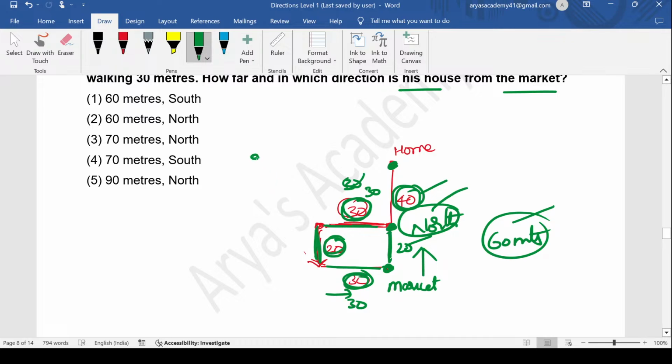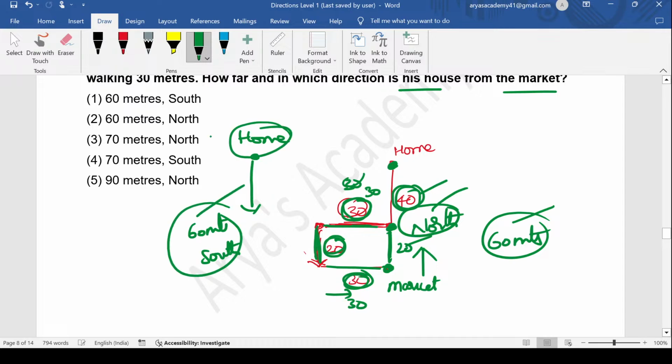But if they ask the question in reverse, from home, in which direction is the market and at what distance? The distance will be the same, but the direction will change: south. So from which point they are asking is important. If they ask from home, the answer will be south. If they ask from the market, the answer will be north. As they are asking from the market, that is home with respect to market, the house is 60 meters north from the market. So the answer is option 2.